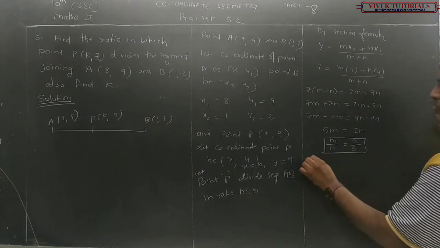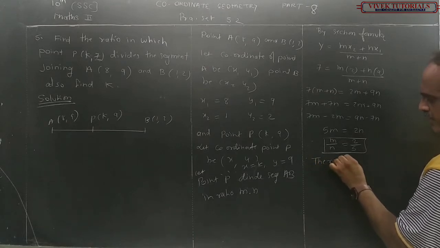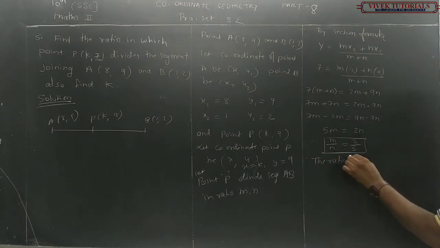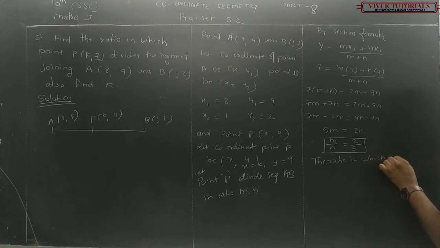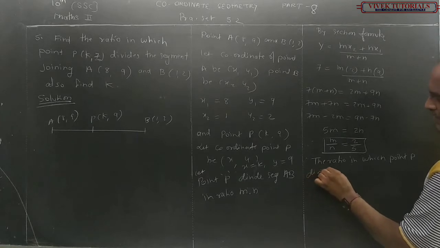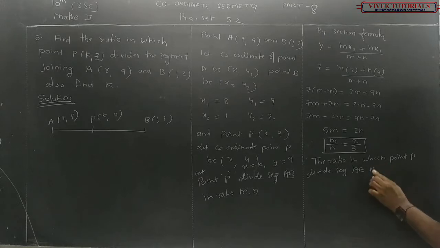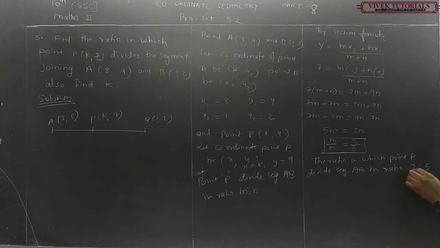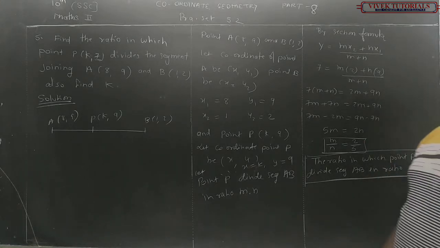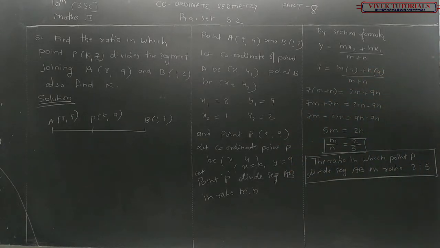Therefore, the ratio in which point P divides segment AB is 2:5, which you are going to put in a box. Have you understood this now? Now we have to find out again the value of k.